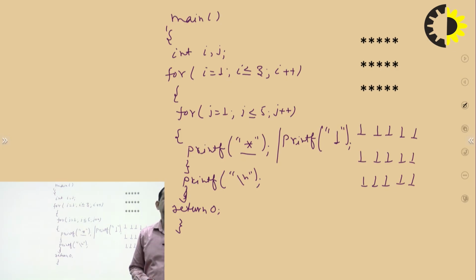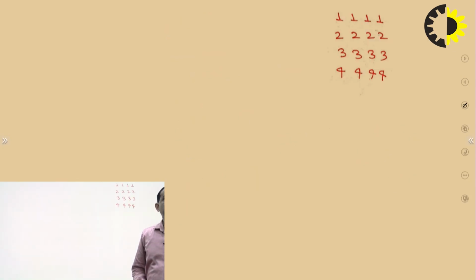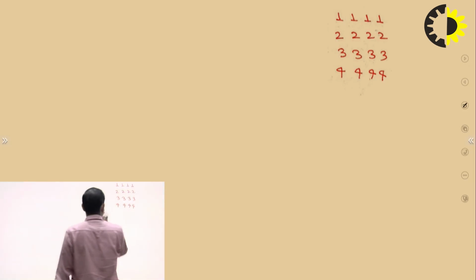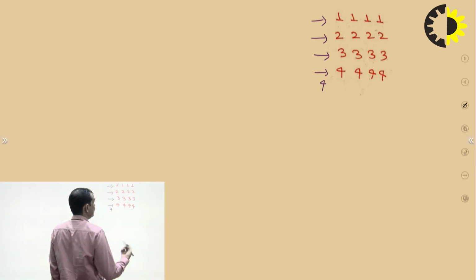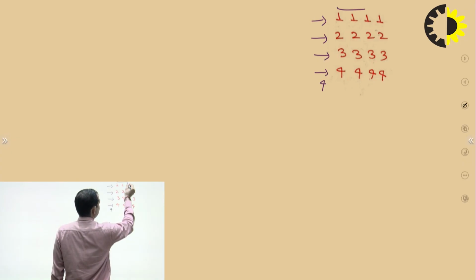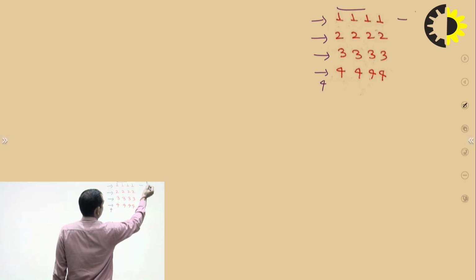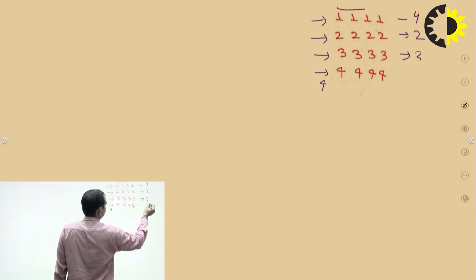This is a basic. Now try this code. What we do, firstly we have to discuss how many number of lines. The number of lines is 4, and what will be printed in each line? In the first line we have to print 4 times 1, then in the second line we have to print 4 times 2, then 4 times 3, then 4 times 4.